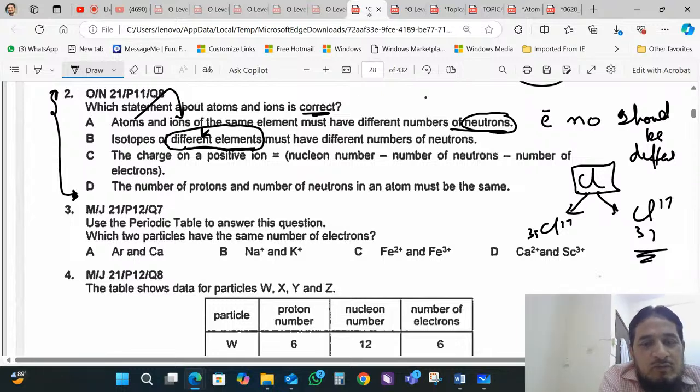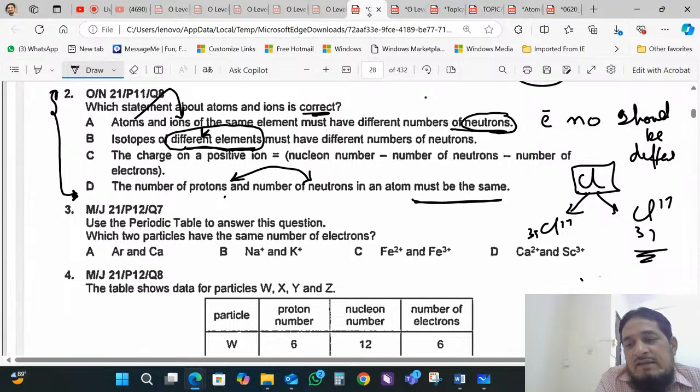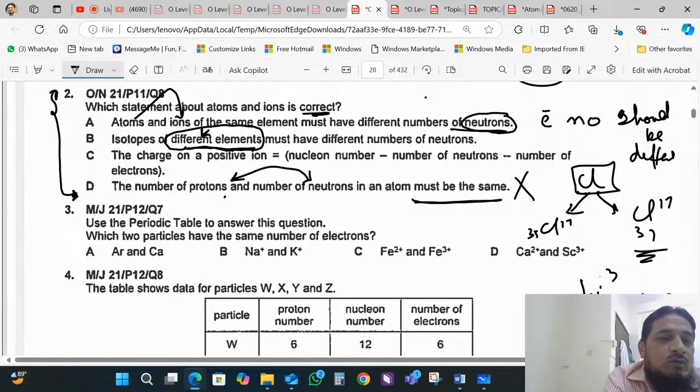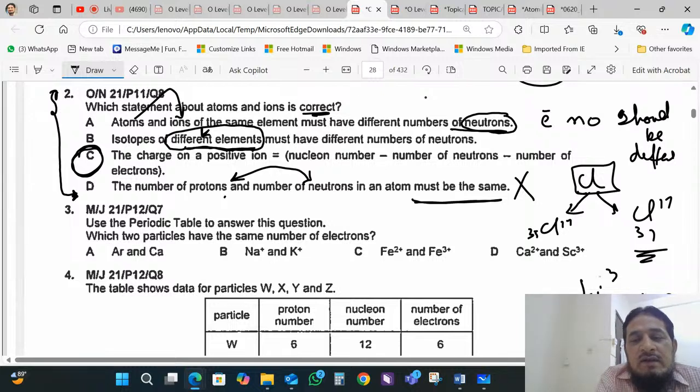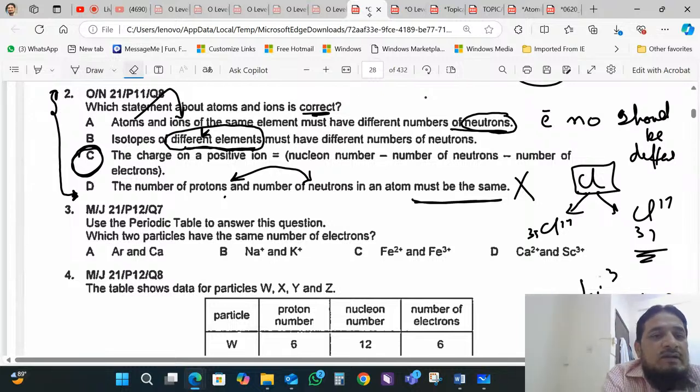Then, the number of protons and the number of neutrons in an atom must be the same. The number of protons and neutrons are not always the same. Like lithium, this is 7, so it has proton number 3 and neutron number 4. So only one option is left and this will be your answer, and now we will be working on this option as well.